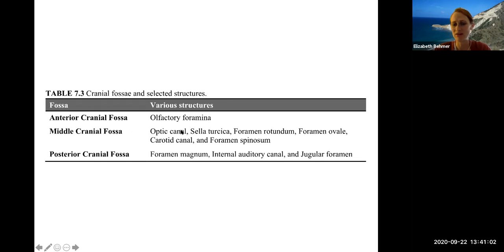Okay, all right, so this is a look at the anterior cranial fossa, the various structures within it, the middle cranial fossa, the structures that we just went through, and the posterior cranial fossa and selected structures in there. And again, we divided the cranial fossa into anterior, middle, and posterior based on what parts of the brain will sit in them.